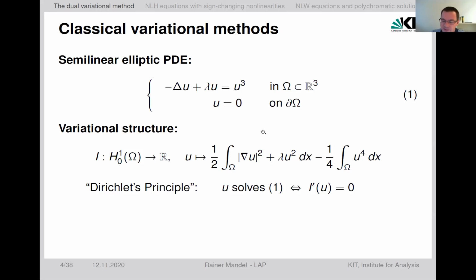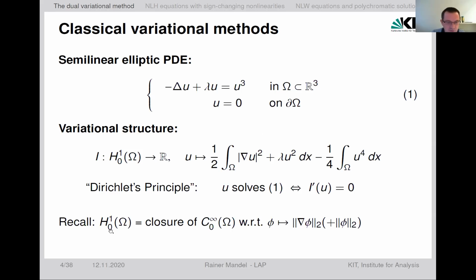So there should not be any problem with that matter. I just recall here that this Sobolev space is the closure of the test functions with respect to this norm. Here you can add the L^2 norm or not, which is a consequence of Poincaré's inequality.